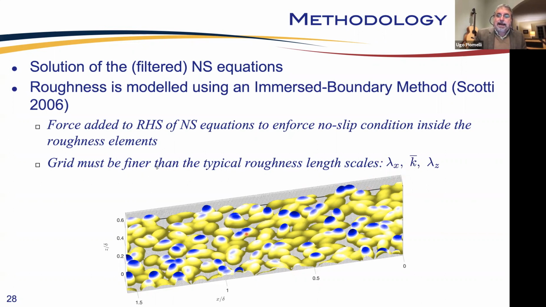The roughness elements are basically ellipsoids with axes in the ratio K, 1.4K and 2K, that are randomly oriented and placed on the bottom wall. And you can see some of them are isolated, some of them merge with others, and so on.